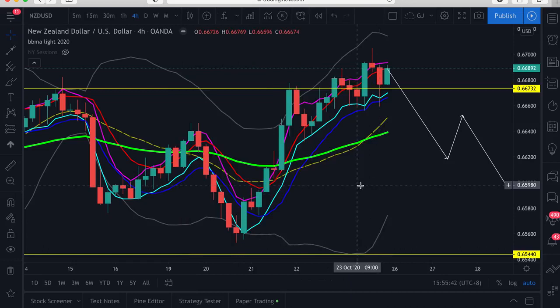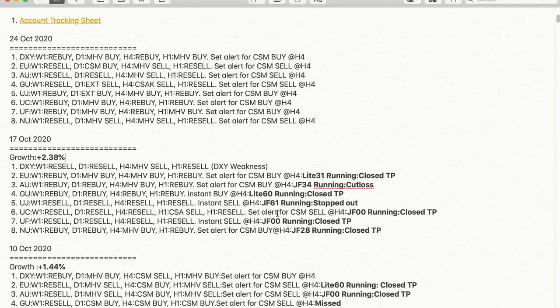Okay, so that's it for this week. Very simple analysis. We don't have any instant entry. However, we have a lot. All we need to do is wait for the alert to happen, and we're going to set our pending order. So let me recap our trading plan for this week.